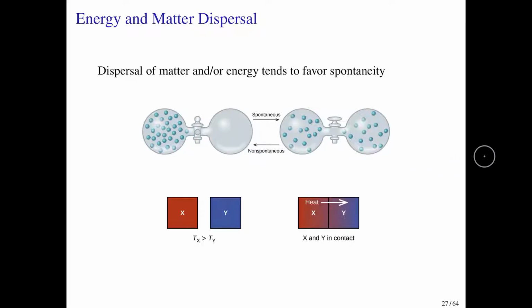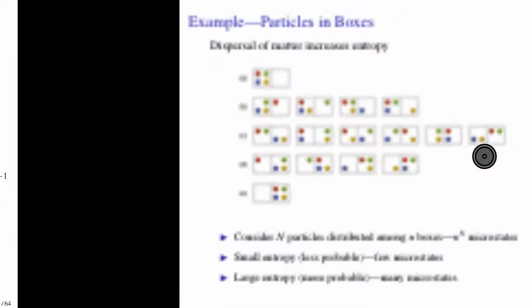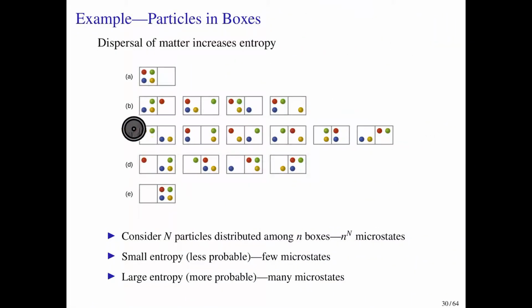It's essentially the same thing that's going on here in this example. You've got here all of the gas molecules on one side. In this macrostate, you've got an equal amount of gas on either side. The macrostate where you have the greatest dispersion of matter is the most probable state.